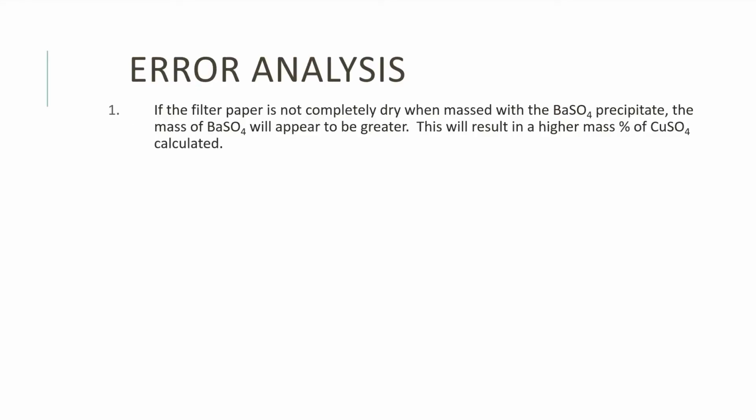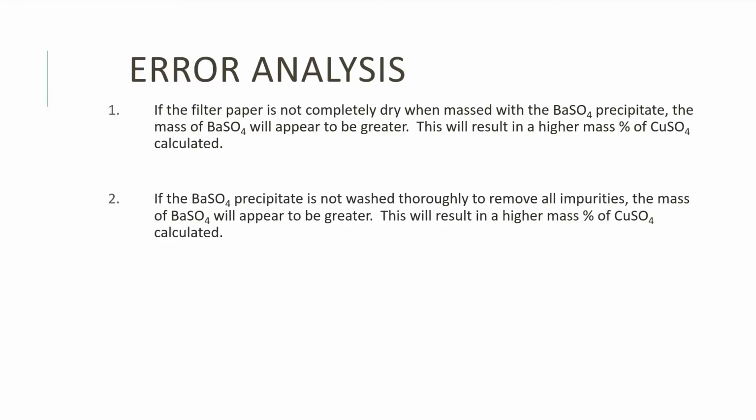Error analysis. Some points of error could have included: 1. If the filter paper is not completely dry when massed with the barium sulfate precipitate, the mass of barium sulfate will appear to be greater. This will result in a higher mass percent of copper sulfate calculated. 2. If the barium sulfate precipitate is not washed thoroughly to remove all impurities when being filtered, the mass of the barium sulfate will appear to be greater. This will result in a higher mass percent of copper sulfate calculated.